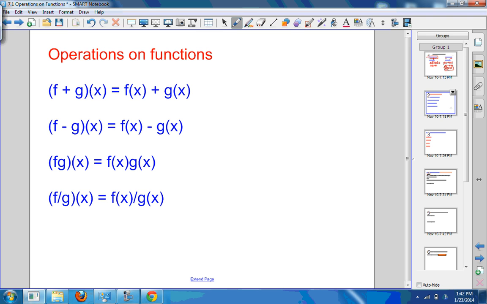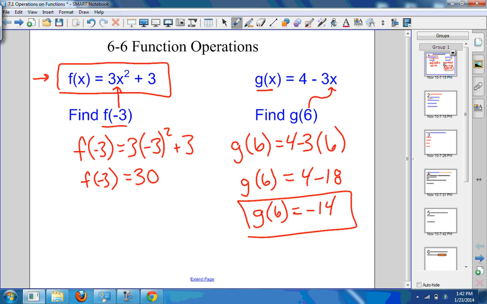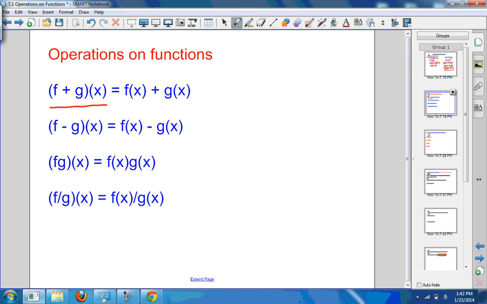So this is what it looks like. These are kind of directions. We have f plus g of x. And all that means is we'll take our f of x and we'll add to it our g of x. So we would just add our f of x and our g of x together. f minus g of x, we're going to subtract them. fg of x, we're going to multiply f of x times g of x, and f divided by g of x, we're going to divide f of x and g of x. So these are just kind of instructions on what to do with our functions.